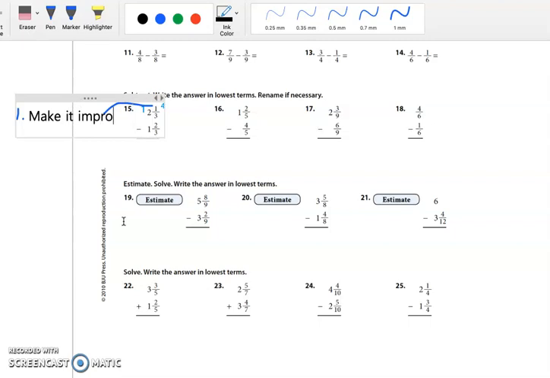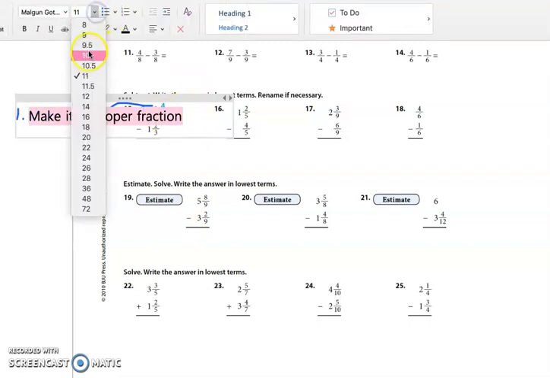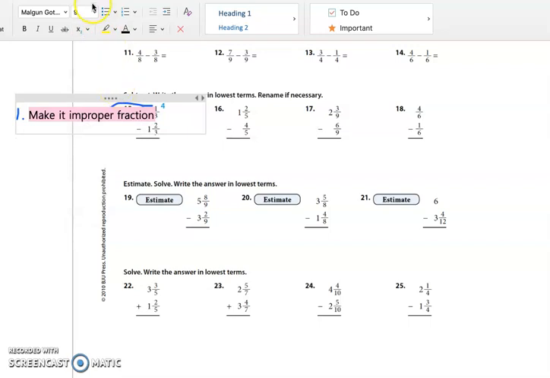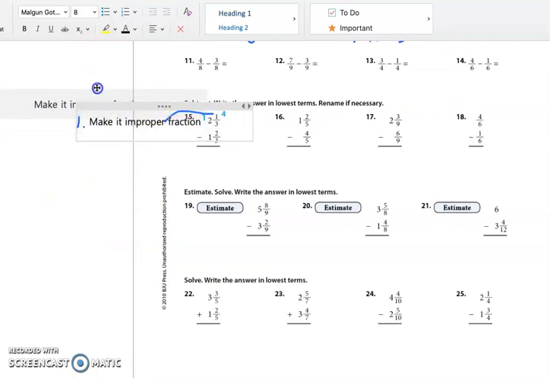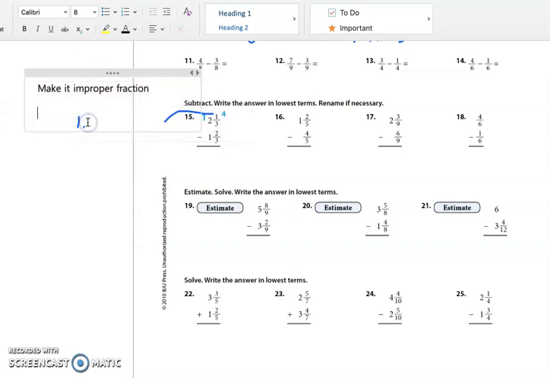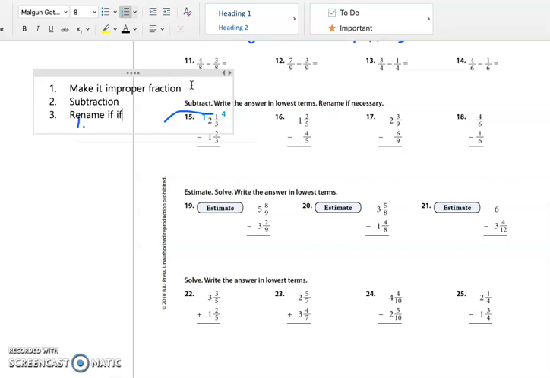Make it improper fraction. Oh, my writing is a little too big, so I'm going to resize it. Oh, this is still too big. So that's my number 1. I'm going to make it improper, then take away, then do the subtraction. Then I'm going to rename them if necessary.